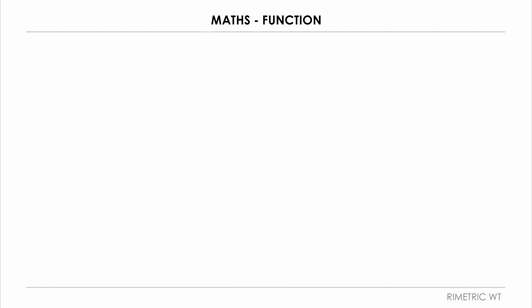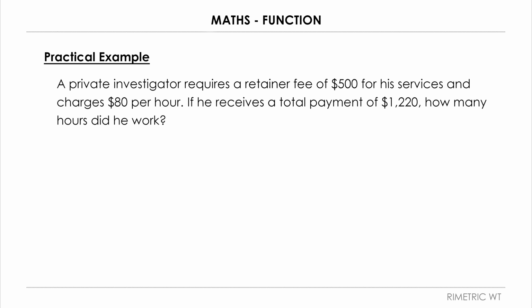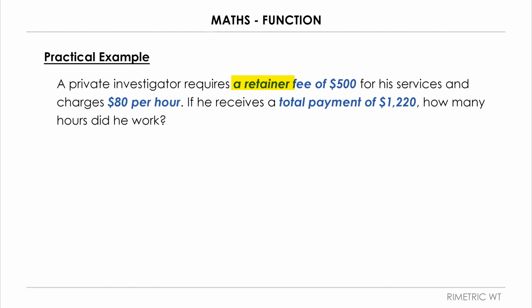Alright, now let's look at a practical example. Our example says that a private investigator requires a retainer fee of $500 for his services and charges $80 per hour. If he receives a total payment of $1,220, how many hours did he work? Here, we know the total payment, but the problem describes the payment as a function of the hours worked. Therefore, we first need to find the fee function and then determine its inverse function, where the hours worked are expressed in terms of the total fee.